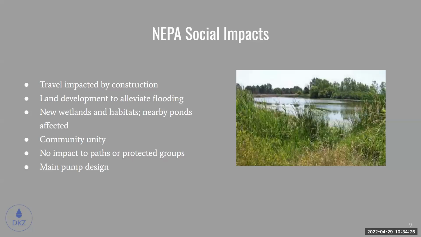Okay, so then to just cover some of the major NEPA impacts, starting with social, one of the first ones is that travel would likely be disrupted for the residents during the construction phase of this project. And also there could be some land changes such as grading or ditches to help with erosion and mitigating flooding. Although on a good note, there could be improved community happiness and unity by helping fix their flooding. And also we did not find any impacts to any protected groups or any bike or pedestrian paths.